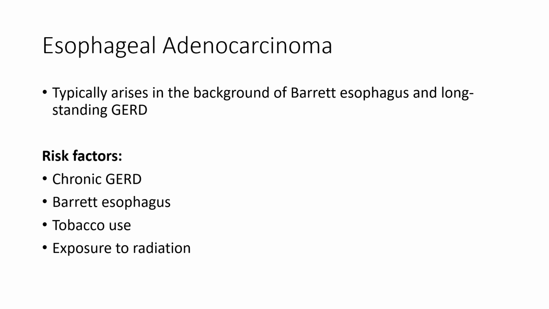Now we come to esophageal adenocarcinoma. So unlike squamous cell carcinoma, esophageal adenocarcinoma arises in the background of Barrett esophagus and long-standing gastroesophageal reflux disease. Therefore, the risk factors for esophageal adenocarcinoma include chronic gastroesophageal reflux disease and Barrett esophagus, in addition to tobacco and exposure to radiation. Conversely, the risk of carcinoma is reduced by diets rich in fresh fruits and vegetables.